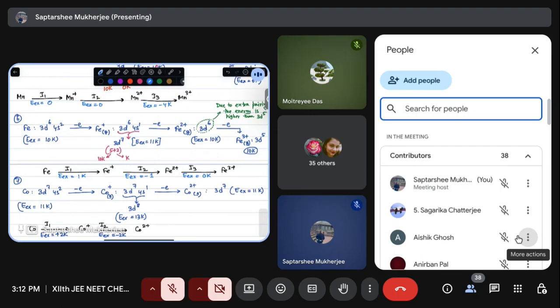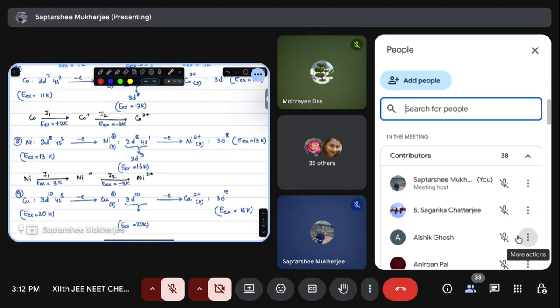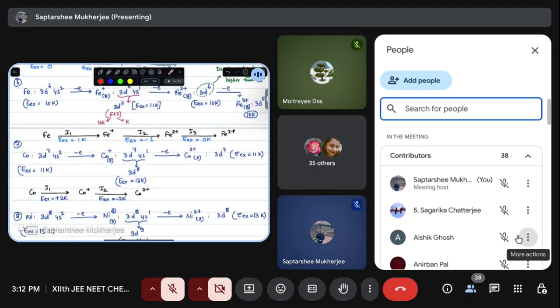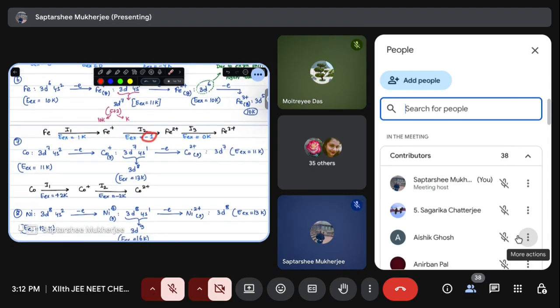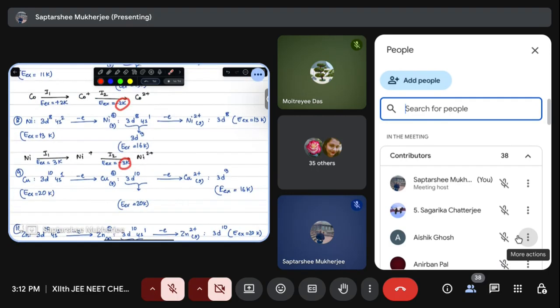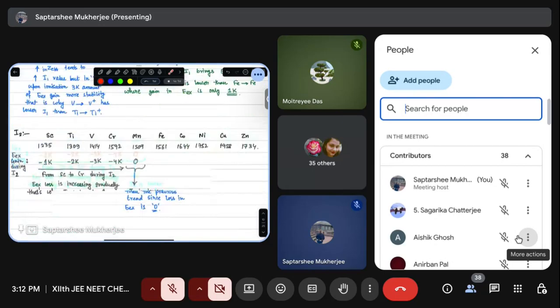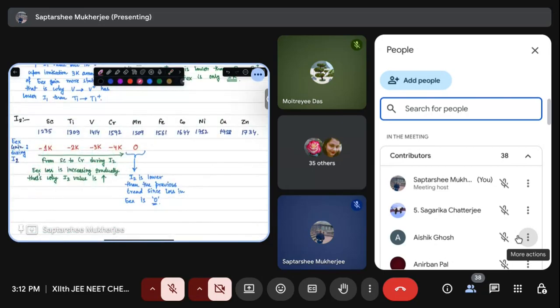Then for iron, how much is it? Minus 1K, minus 2K for cobalt, minus 3K for nickel, minus 4K it will definitely be for copper also. Can you follow or not? So it is again minus 1K, minus 2K, minus 3K, minus 4K, it will be 0 again. Same logic is again applicable.